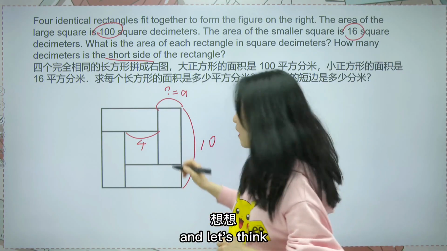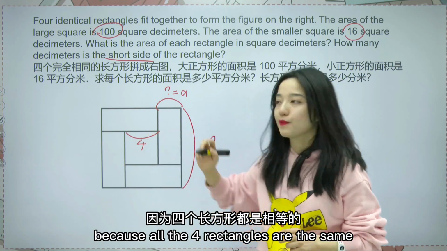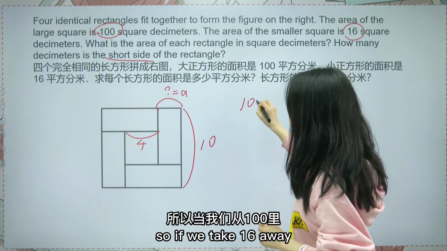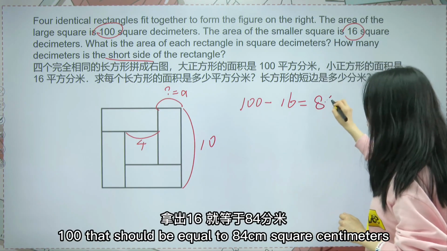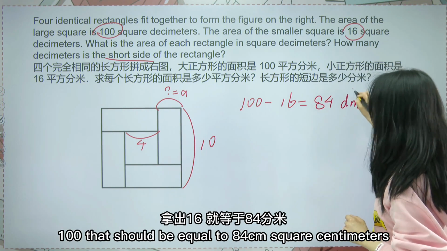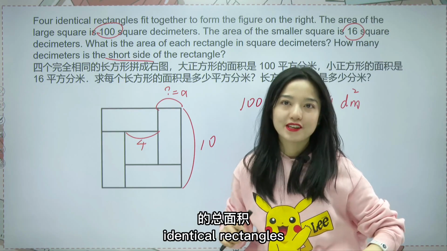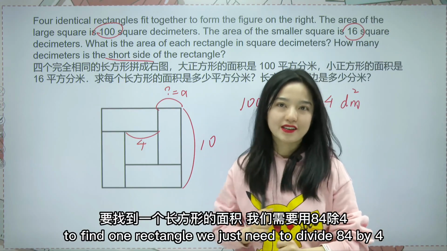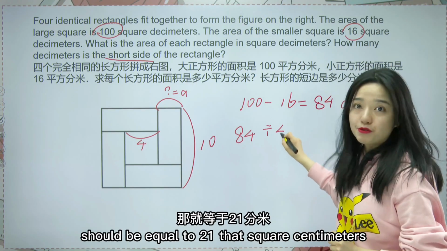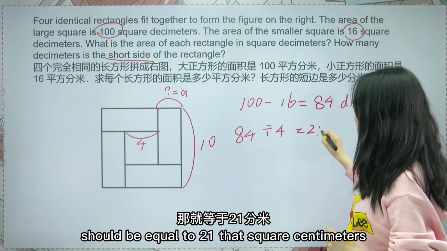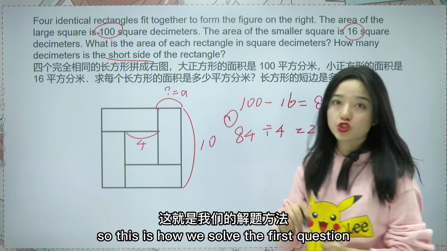And let's think, because all the 4 rectangles are the same. So if we take 16 away from 100, that should be equal to 84 square decimeters, and that is the area of the 4 identical rectangles. To find one rectangle, we just need to divide 84 by 4, which equals 21 square decimeters. So this is how we solve the first question.